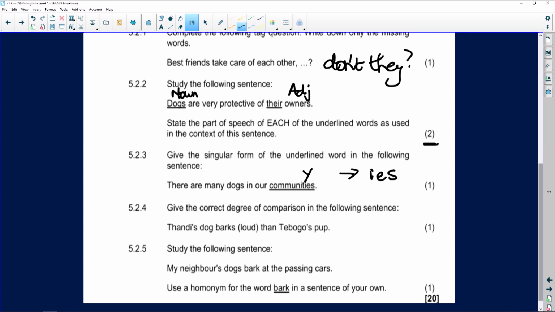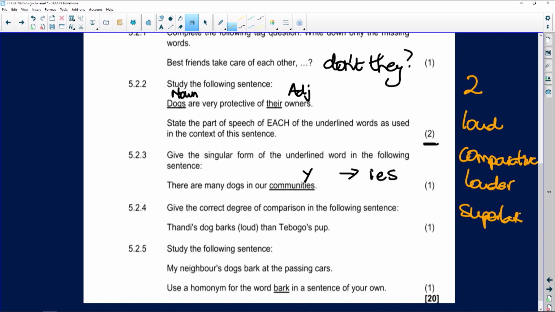Now we come to degrees of comparison. Tandi's dog barks than Tebogo's pup. How many dogs do we have? 2. So we've got the idea of loud in the comparative degree. Comparative it will be louder. And in the superlative, it will be loudest. How many dogs have we got? 2. Which degree do we want? Comparative. There are only 2. Louder. And then we've got to use bark as a homonym.